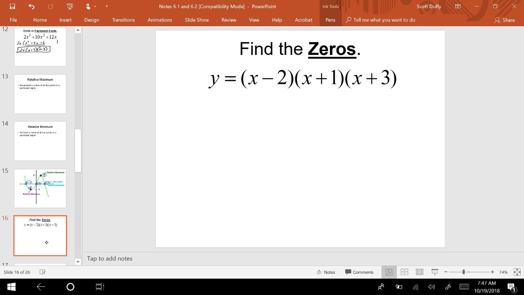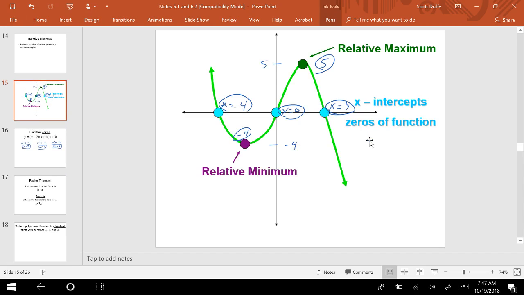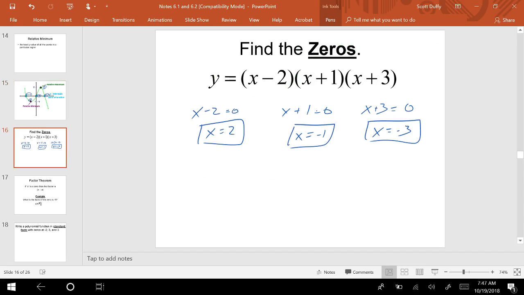Find the zeros of this. What you do is when you factor it, you set each of these factors equal to 0 and solve. So it would cross at x equals 2, it would cross at -1, and it would cross at -3. Those are the zeros, or x-intercepts. That's another way to say it.